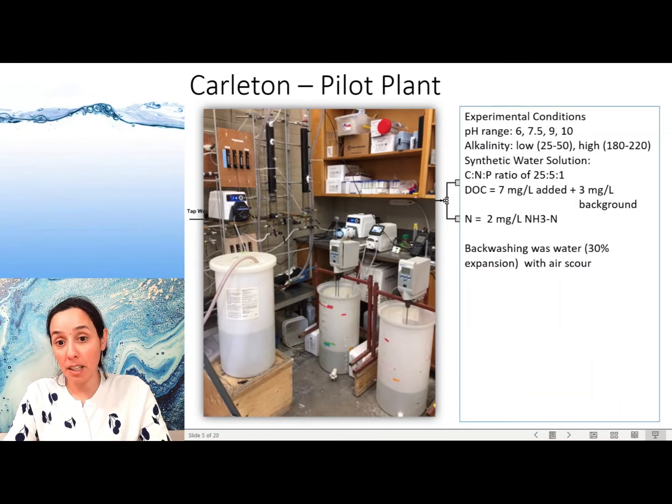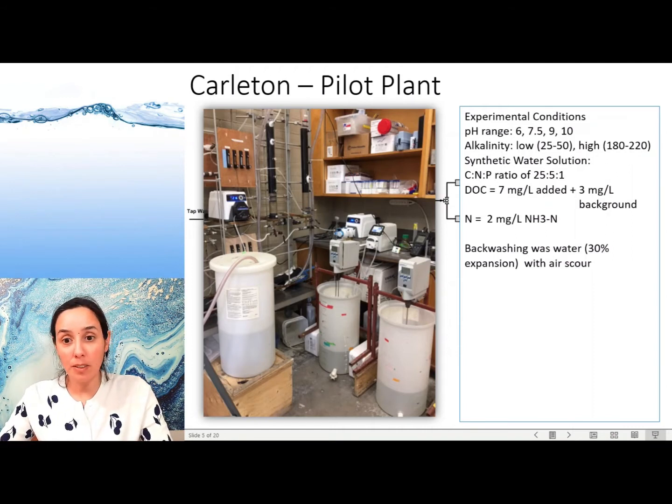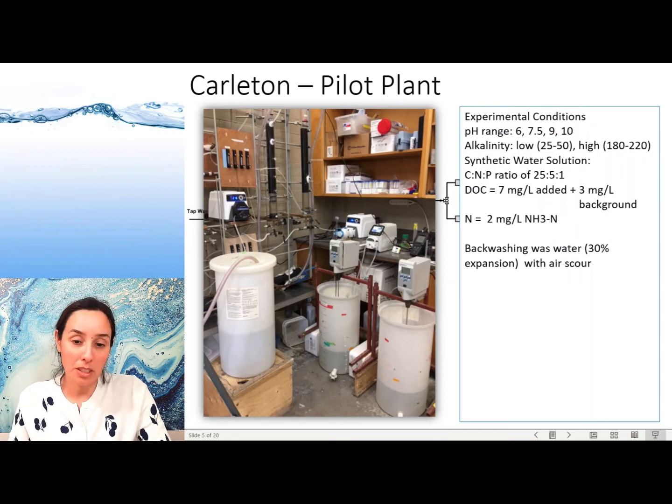For the test itself, we ran from a pH between 6 to 10. We ran at two alkalinity levels, low and high. Those are in milligrams per liter CaCO3. And we used a C:N:P ratio of 25 to 5 to 1 based on other research I had done. Our backwashing used a pretty standard protocol of a 30% expansion with air scour.